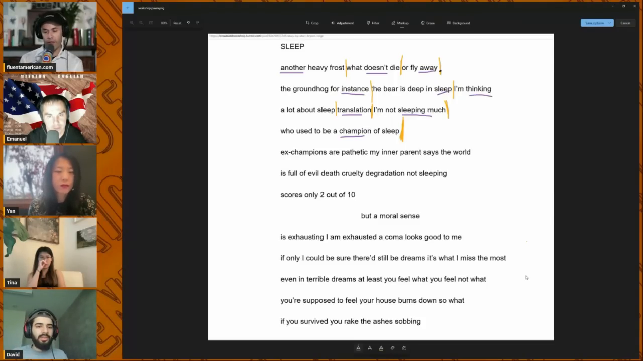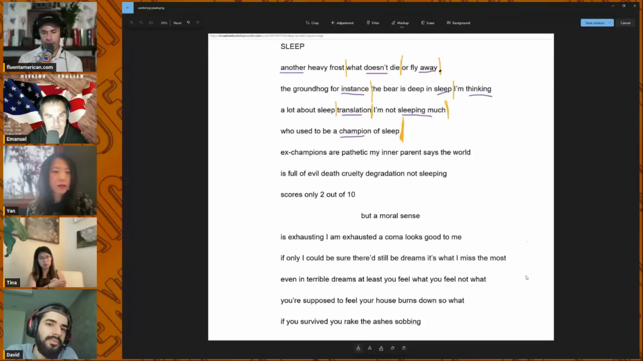What we don't want this to sound like, we don't want this to turn into "another heavy frost, what doesn't die or fly away," because that's very flat, right? We're trying to make sure we avoid that. We also want to avoid "another heavy frost, what doesn't die or fly away," because now we're getting into kind of monotone. There is movement inside the thought group, but across the thought groups, it's just repeating the same thing over and over again.